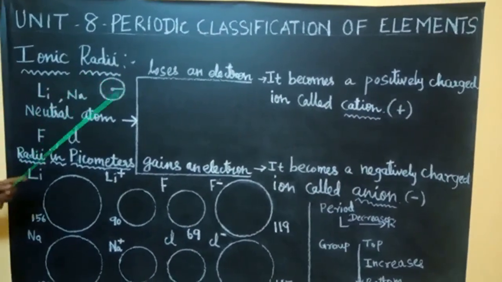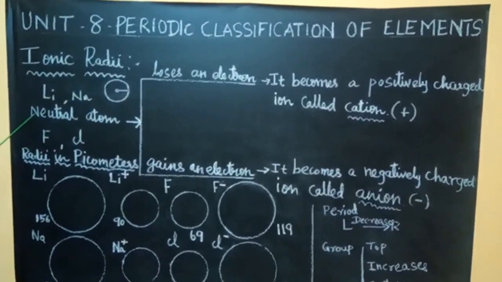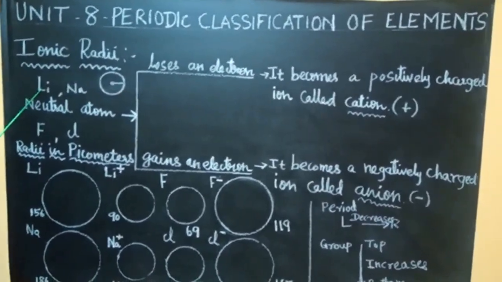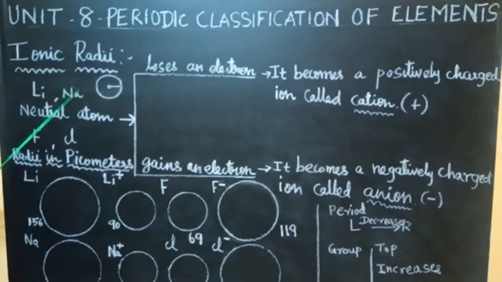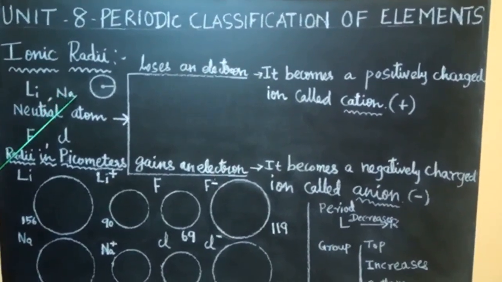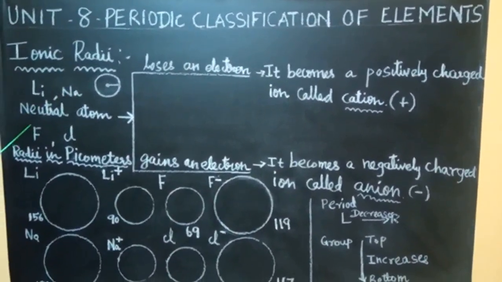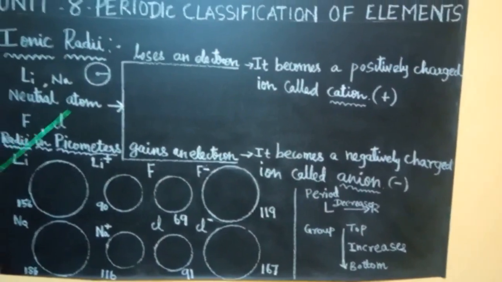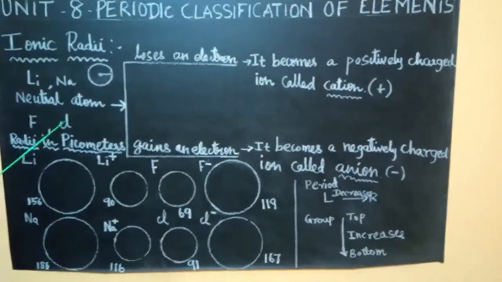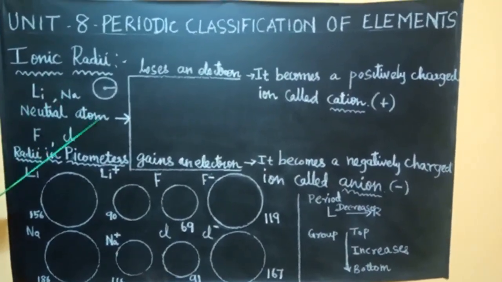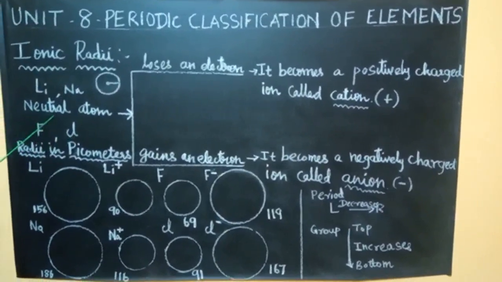Now we will see some examples of neutral atoms. First one is Li, which means lithium. Second one is Na, which means sodium. Third one is F, which means fluorine. Fourth one is Cl, which means chlorine. These are all examples of neutral atoms.